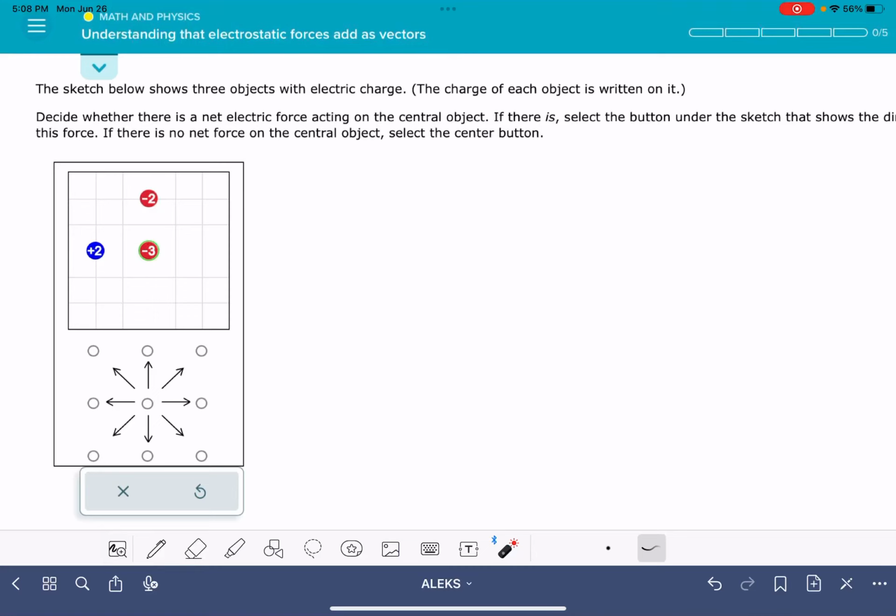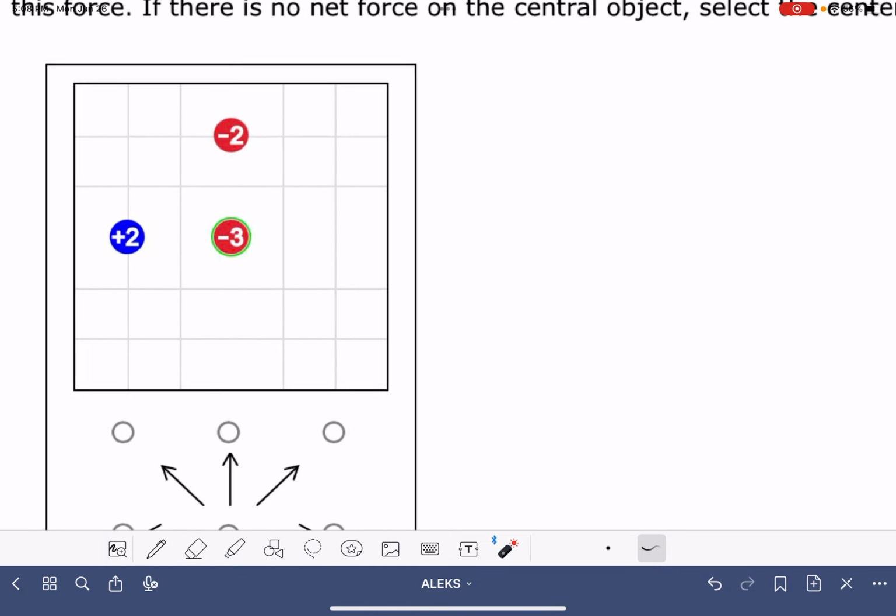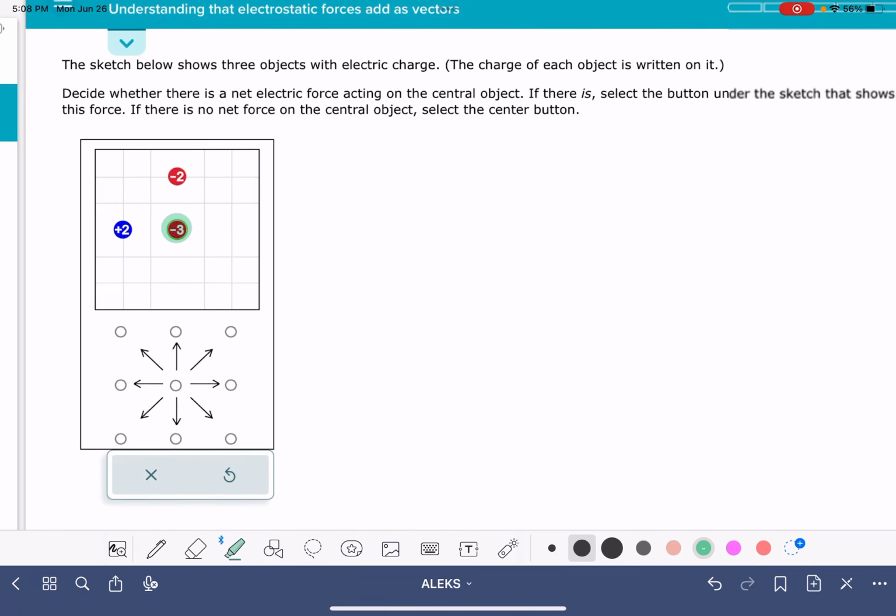In this video, we're going to solve the ALEKS problem called Understanding that Electrostatic Forces Add as Vectors. This problem is going to give you a graphic. There's going to be 3 charges inside the graphic. One of the charges is going to be highlighted with a little green ring around it. I'm going to highlight it even more to make it easier for us to see.